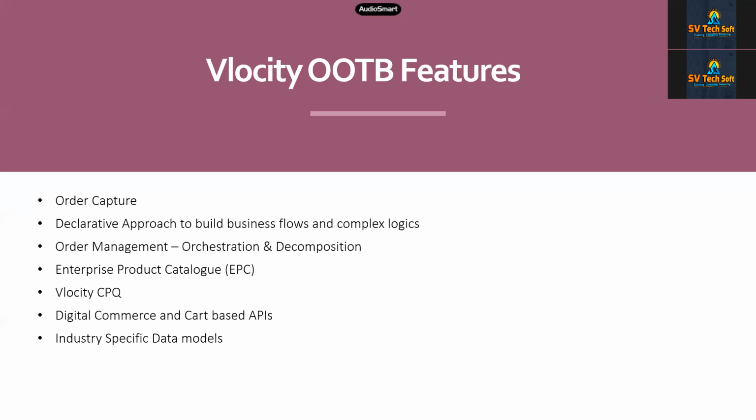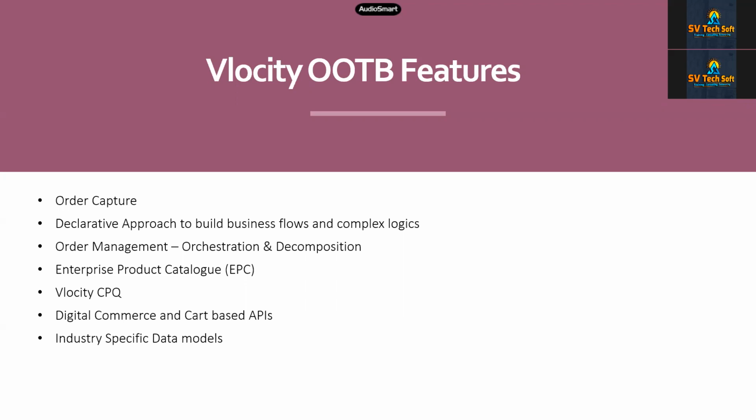Okay? And another thing which Velocity does is something called digital commerce and cart-based APIs. This term would be familiar to someone who has already worked in telecom or e-commerce, or even in Salesforce. Basically, there are certain pre-built APIs provided by Velocity, which help you reduce even more manual effort. It's like, for example, you go to Amazon and apply a certain discount. On any platform, applying a discount is pretty simple.